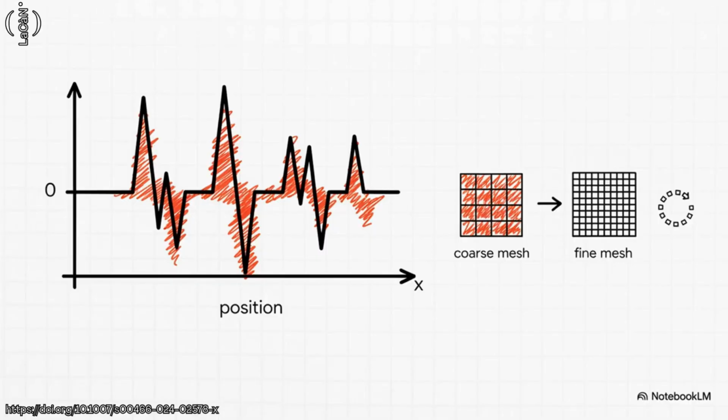And the results of that? You get these wild, spurious oscillations. You even get negative carrier densities, which is just nonsense. This forces you to use incredibly fine meshes, which of course is super expensive computationally and often just not practical.